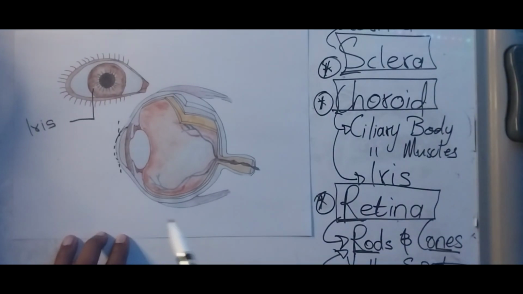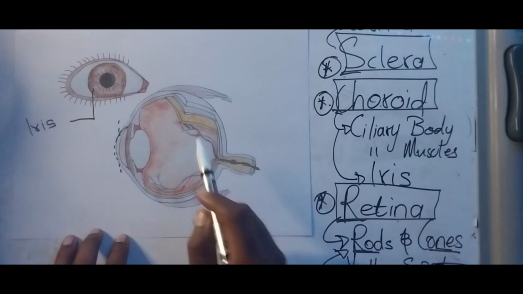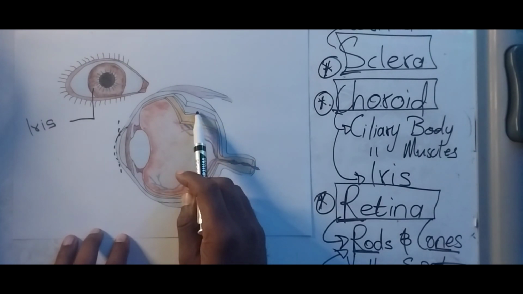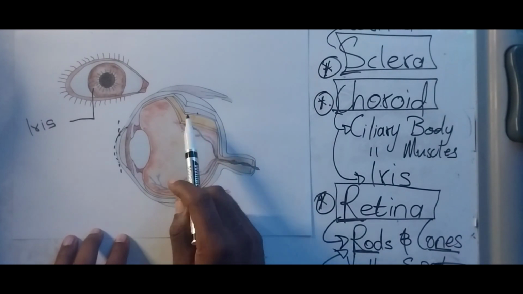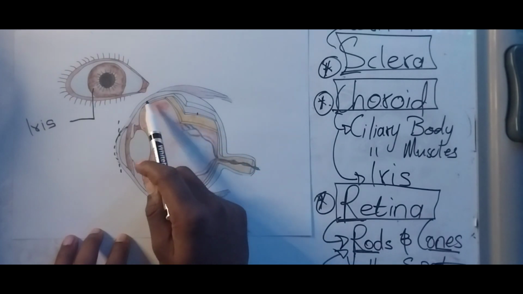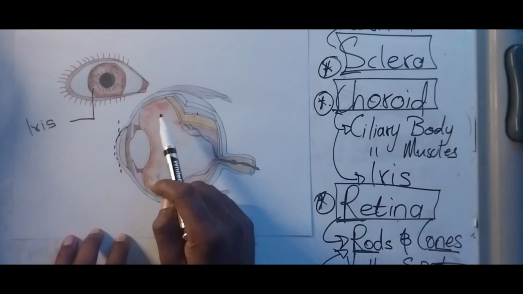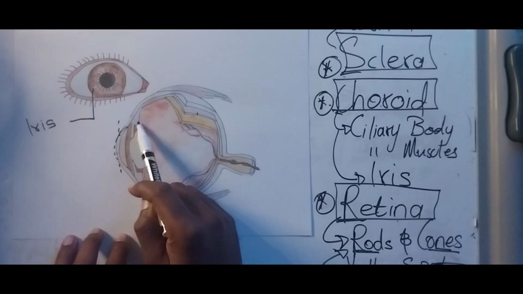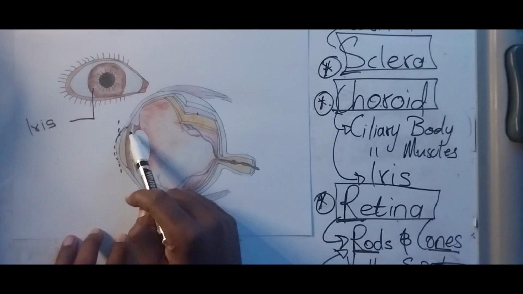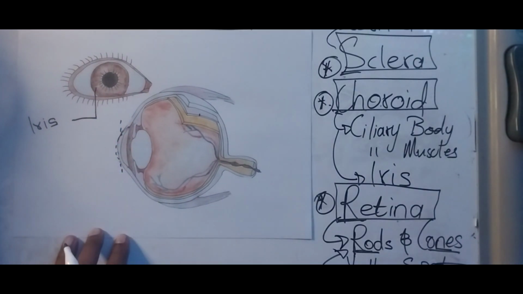The second one, the choroid, is dark in color. It has pigments on it. It gives rise to the ciliary body, which has ciliary muscles. The choroid also gives rise to the iris. This is the iris.